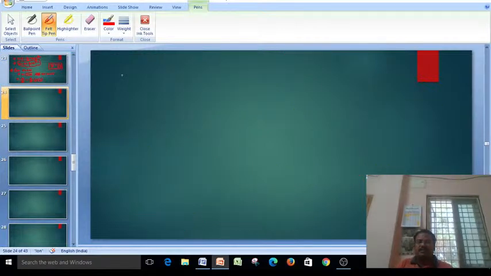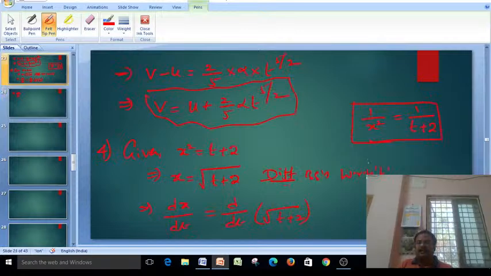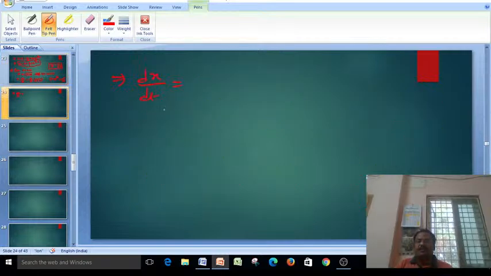When you take the differentiation there, dx divided by dt is equal to the derivative of square root of t plus 2. How will you take it here? That is t plus 2 whole power 1 by 2. That looks like x power n, so the derivative is n into x power n minus 1. When I differentiate t plus 2 whole power 1 by 2, I get 1 by 2 into t plus 2 whole power 1 by 2 minus 1.